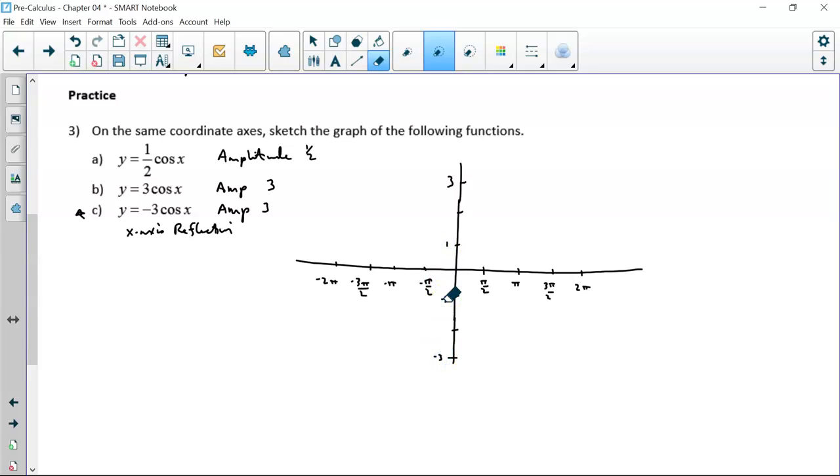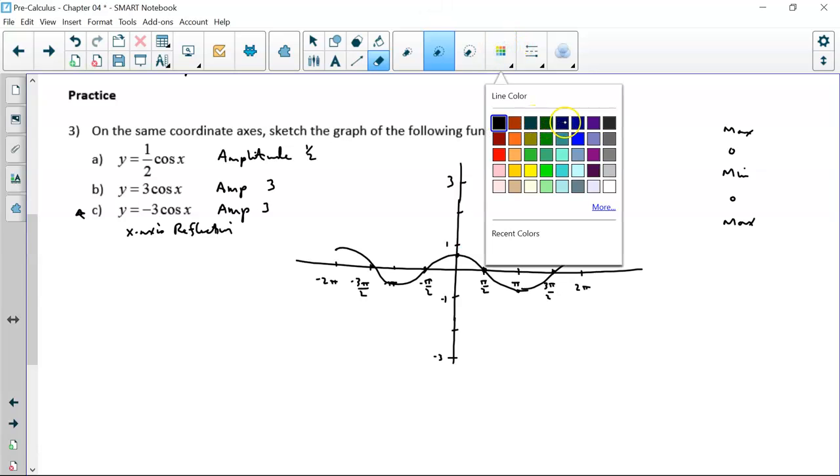So now for the first one, it's cosine. Remember, cosine, we go max, 0, min, 0, back to max. Now for A, our maximum is 1/2. So we're at 1/2, 0, negative 1/2, 0, and 2 pi. So there is one period. And if we go backwards, same thing, 0, minimum, 0, maximum. You want to make sure it looks like a nice smooth curve like that.